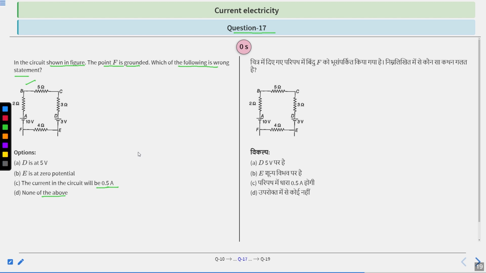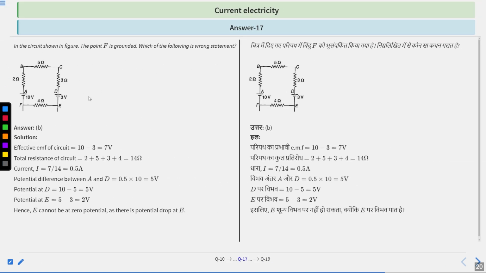Let's find the solution. So this is the circuit. The resistances are 5 ohm, 2 ohm, 3 ohm, and the supplies are 10 volt and 3 volt, and this is 4 ohm. So the effective EMF of the circuit is 10 volt minus 3 volt. This one is the higher potential, this one the lower potential, so it is 7 volt.